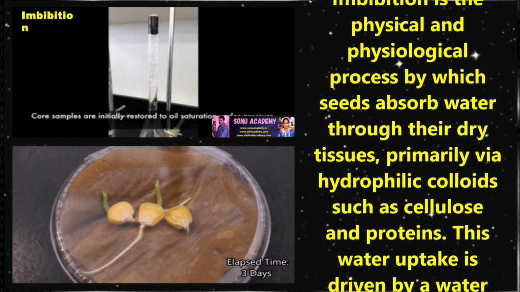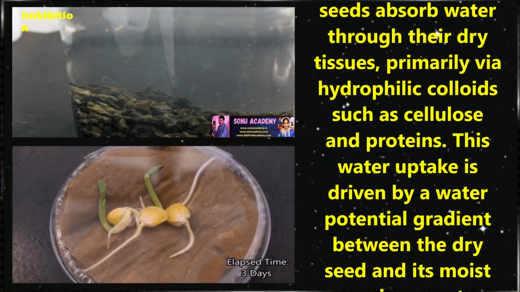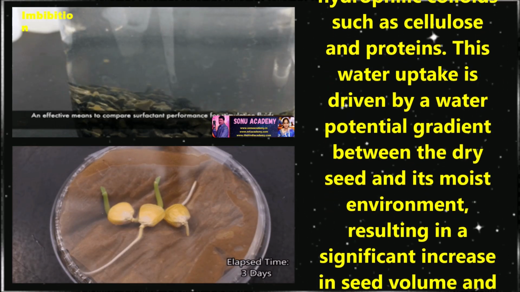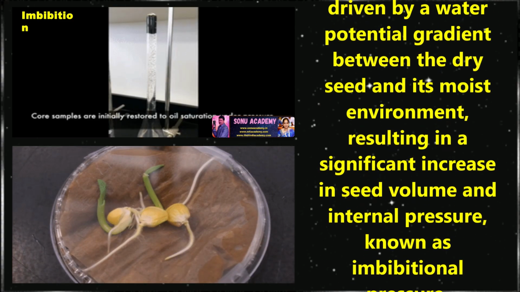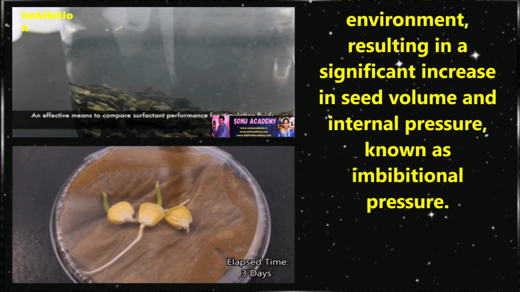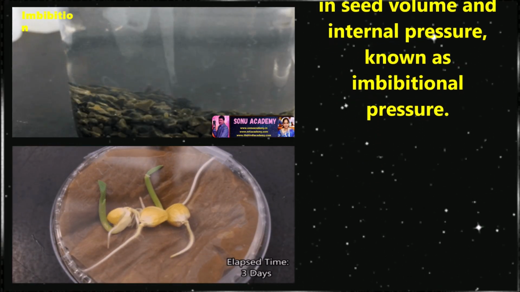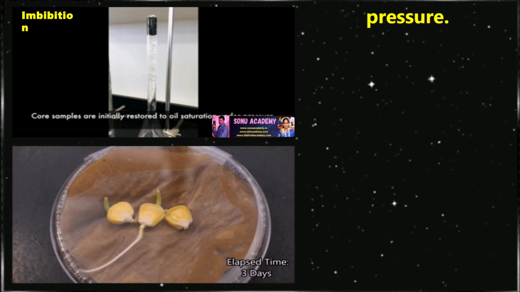Imbibition is the physical and physiological process by which seeds absorb water through their dry tissues, primarily via hydrophilic colloids such as cellulose and proteins. This water uptake is driven by a water potential gradient between the dry seed and its moist environment, resulting in a significant increase in seed volume and internal pressure known as imbibitional pressure.